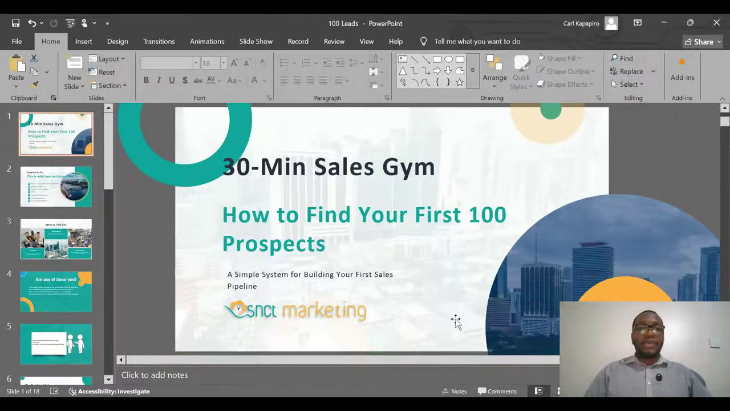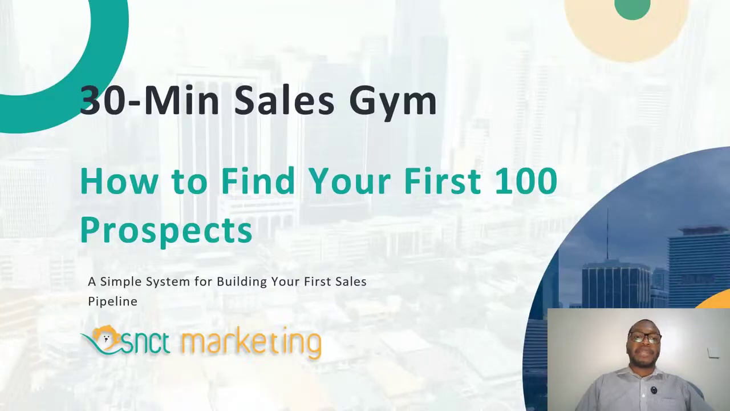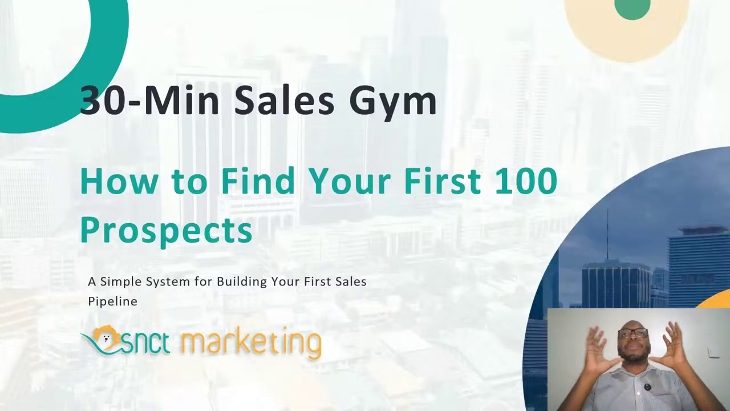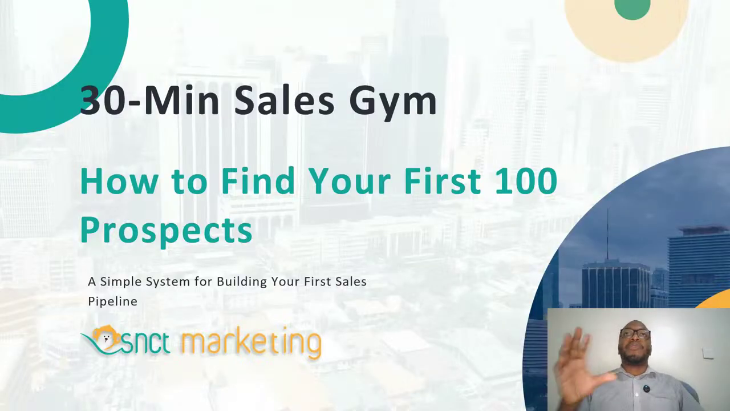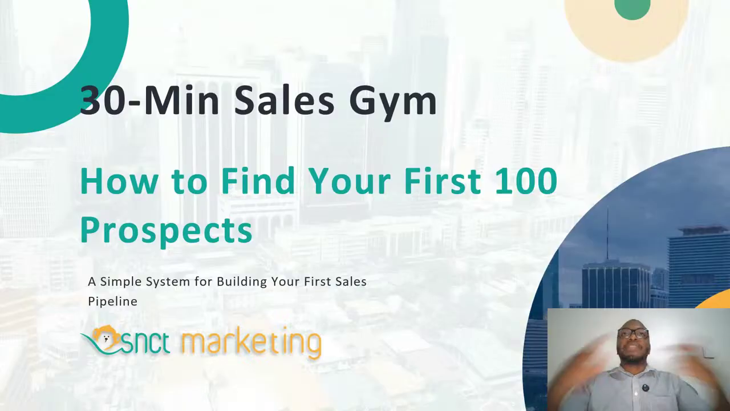30-minute sales gym. Today we're discussing, as the topic says, how to find your first 100 prospects, a simple system. I'm going to be giving you a simple system for building your first 100 sales pipeline. It's important to always build your pipeline. You'll be hearing a lot of people talking about pipeline. What is this pipeline we are talking about? Something similar to your funnel. What is your funnel? We're going to be discussing how we add the first 100 names and contacts into your funnel so that you get the conversations rolling.